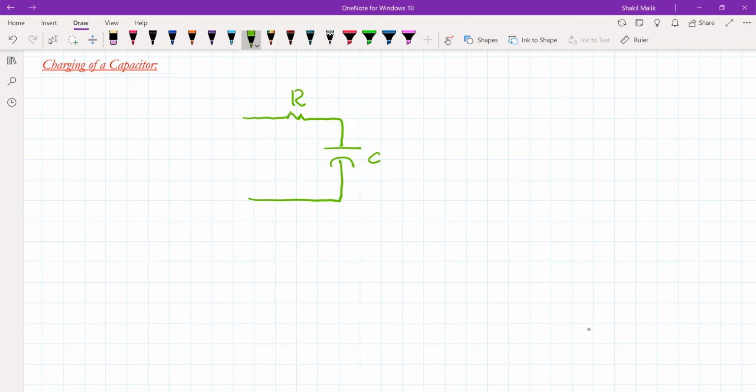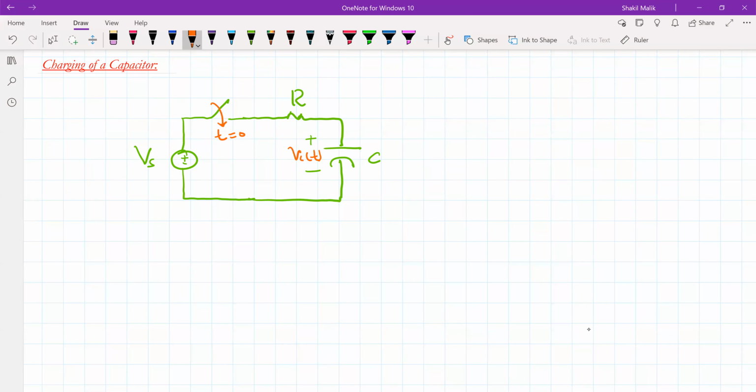Our goal is to learn, if we connect a source to this RC circuit, what is the behavior of the voltage across this capacitor? What will be the behavior of the voltage across this capacitor as we connect a source to this? So let's suppose we are connecting a source, suppose a battery, to this RC circuit at t equal to 0. Let's take this very simple and see what will happen to the capacitor voltage as t increases.